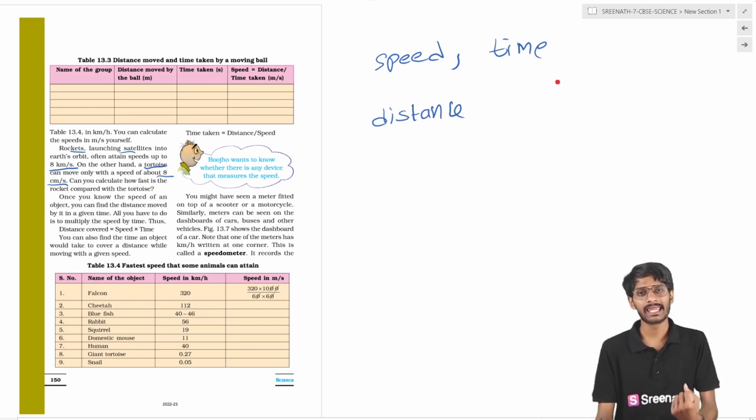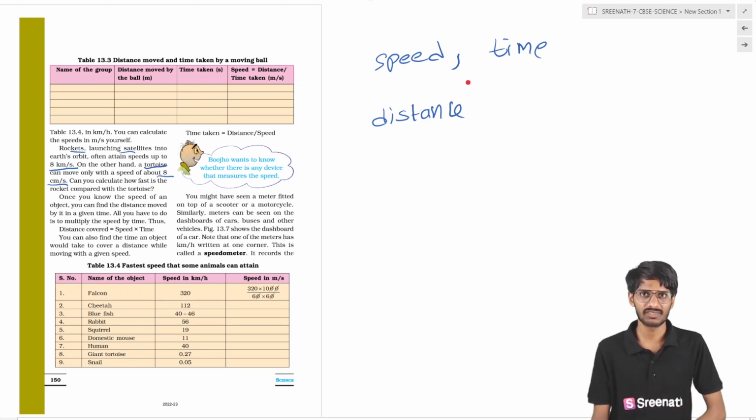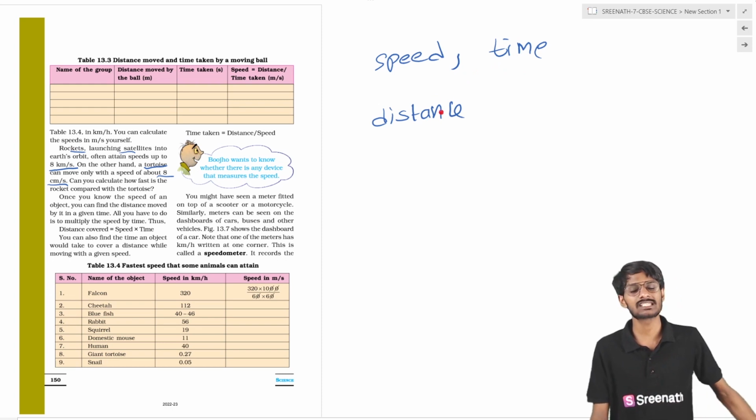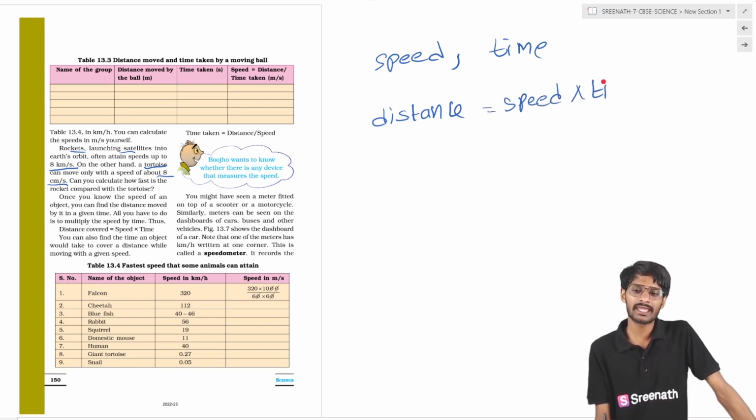Suppose a bike moves with a constant speed. If you know the speed of that bike and how much time it has traveled, then you can easily know the distance. Distance is nothing but speed into time. By multiplying speed and time, you will get the distance.